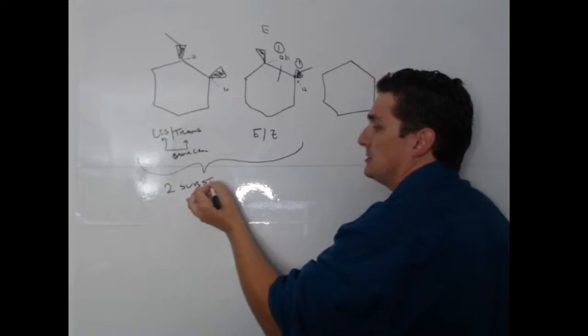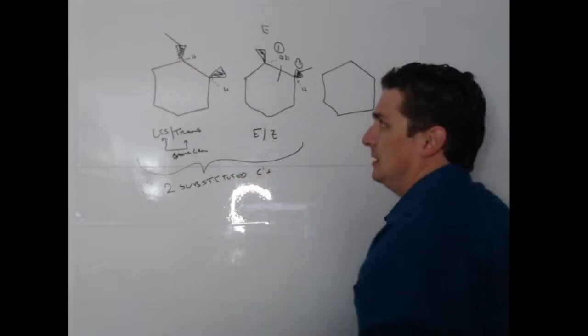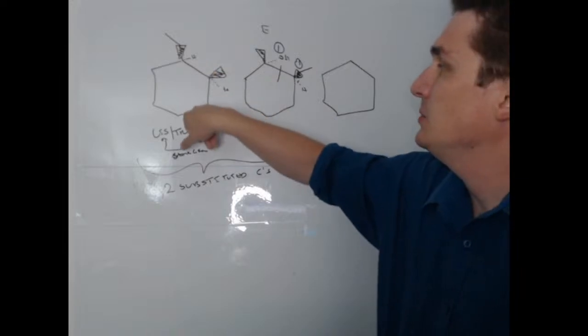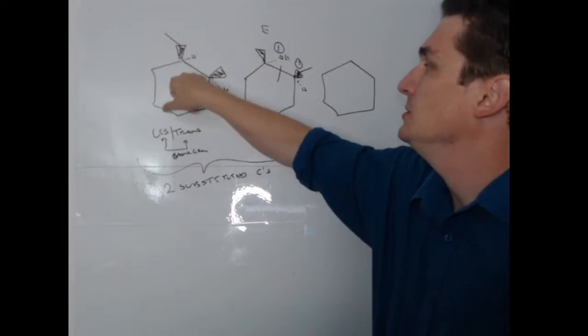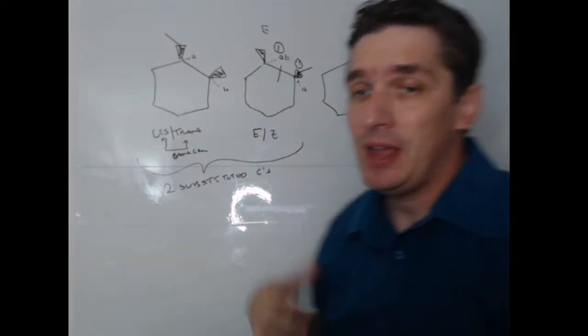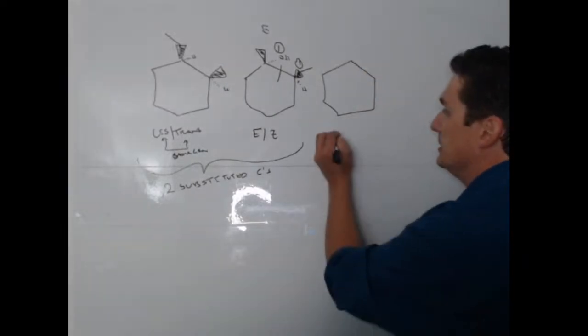Now, all of these only work if you've got two substituted carbons, and they can be anywhere on the ring. So we can have them beside each other. We can have it go 1,2, 1,3, 1,4. If we have multiple substitutions on the ring, this is when we're going to need to start doing the R and the S.